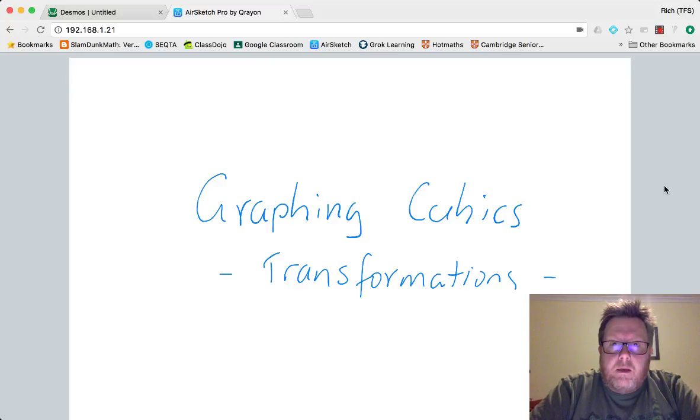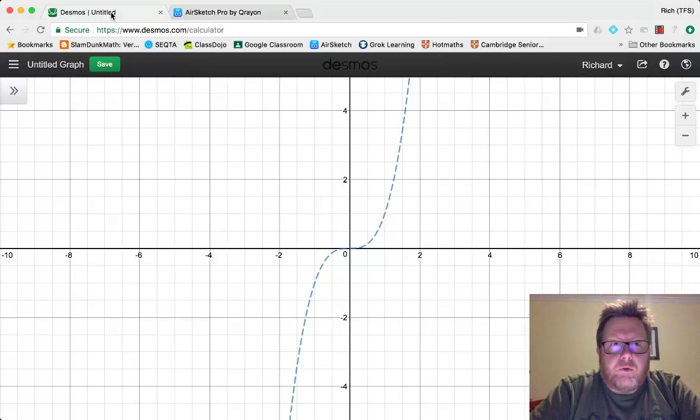Hi everyone. In the previous video that you looked at, we were introduced to graphing cubic functions in general. You had a look at the base function and a little bit about end behavior of that function. In this video, we're going to have a look at transformations. So first of all, there we go.